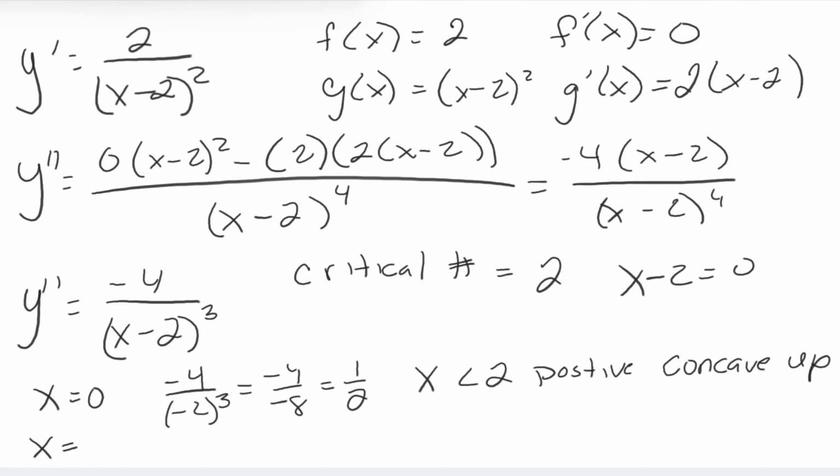If x equals 3, I get negative 4 over 1, which is negative 4. So if x is greater than 2, it's negative, and it's concave down.